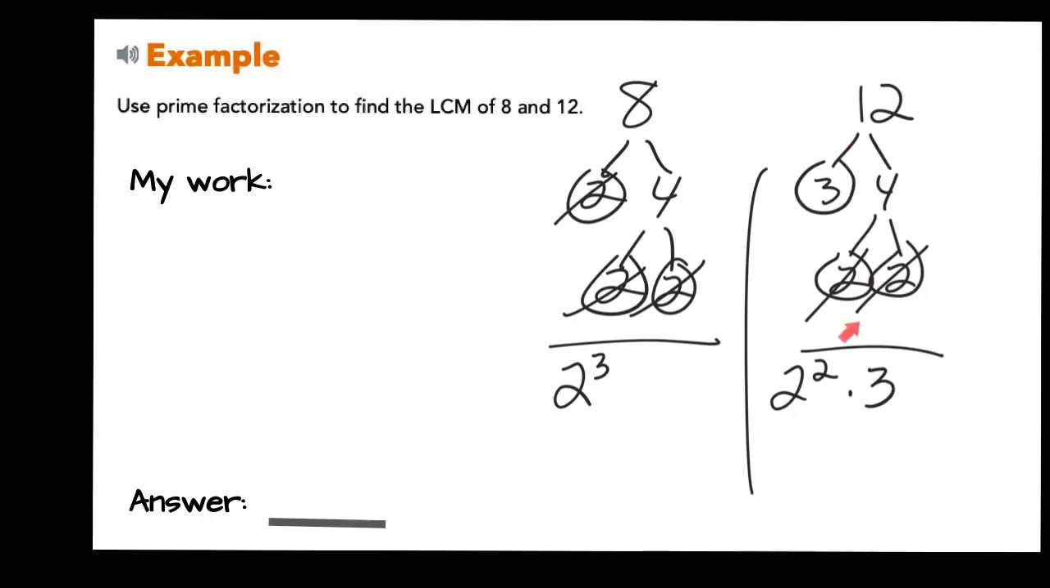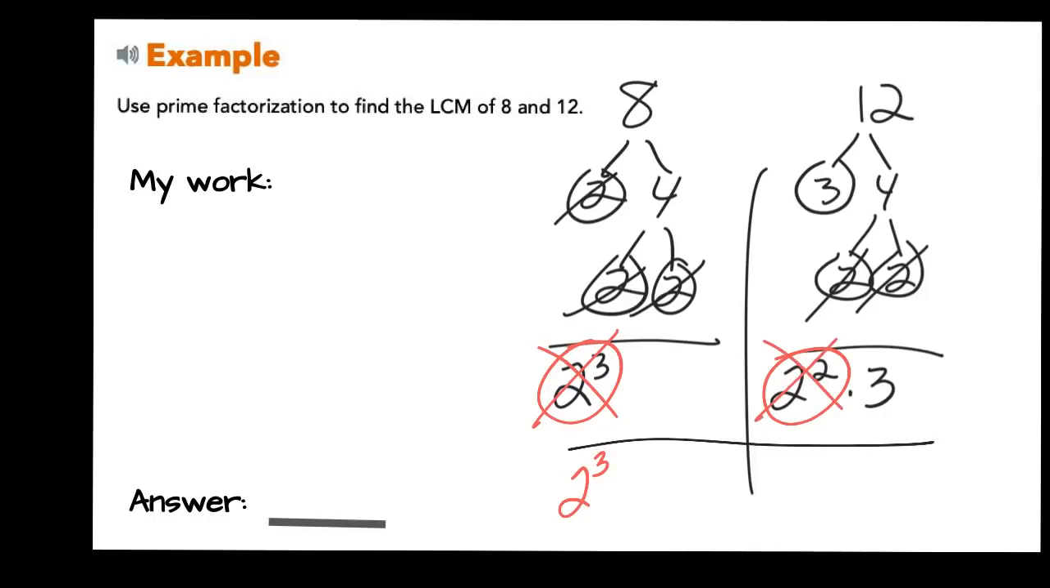Prime factorization of 12: 2 times 2, which is 2 to the second, times 3. Now, to figure out the answer, I realize that I'm only going to use each prime factor once, the one with the higher power. So I have a 2 to the third and 2 to the second. I'm only going to use the higher power, 2 to the third.